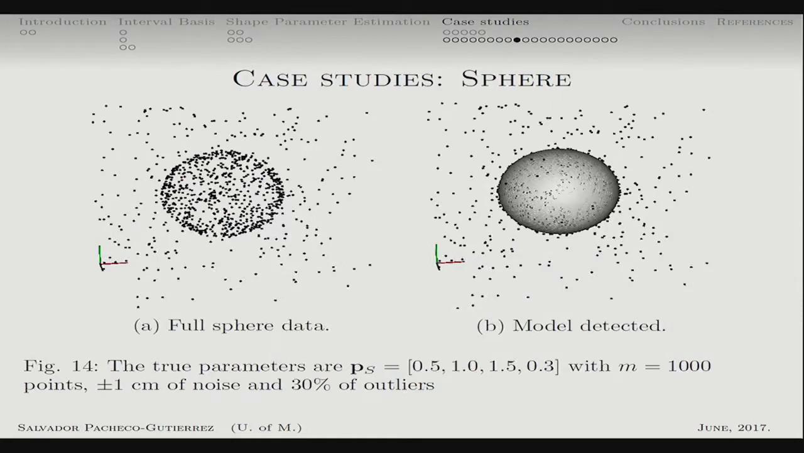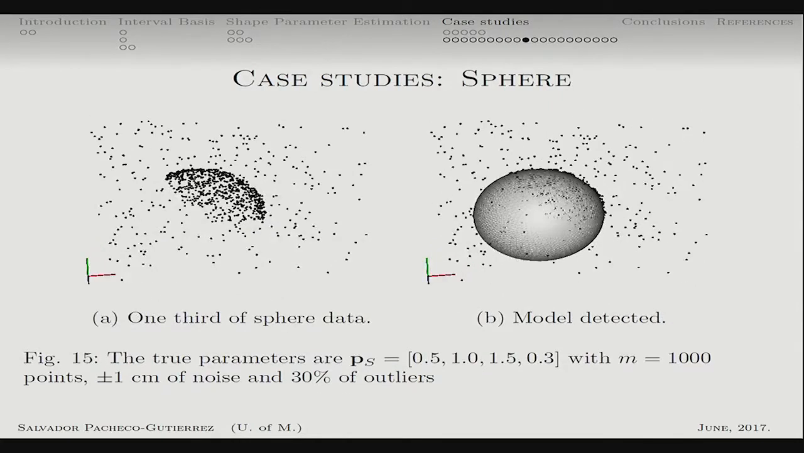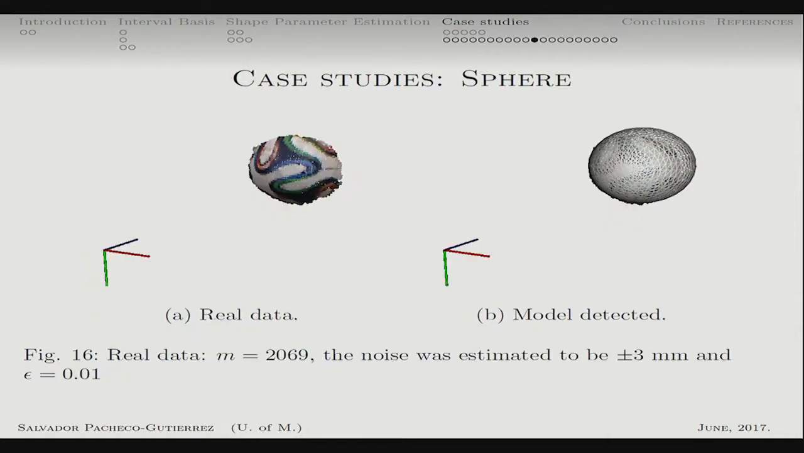Okay. So we did the same for the sphere, again fully depicted with all the points. And this is just 1/3. We did several tests in between, but I didn't want to put them all. And again, we're able to pretty much get a good shape. This is like a football. We just took an image of it, and again, we get parameters of it.